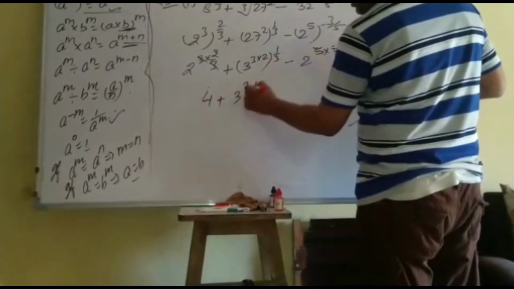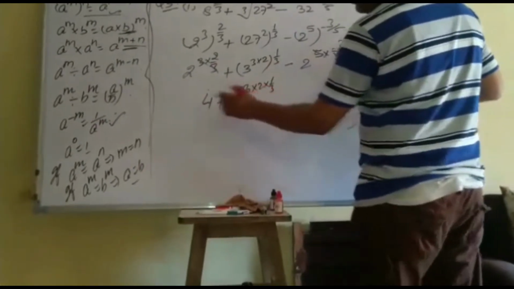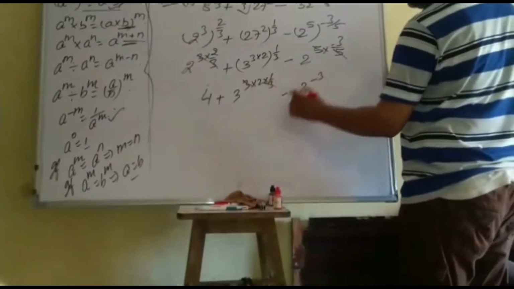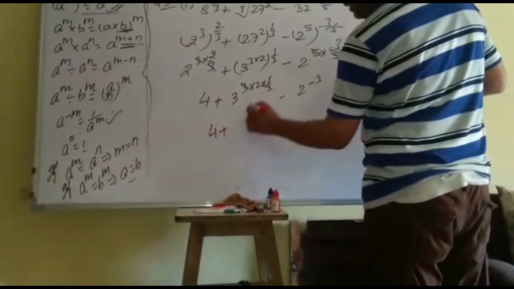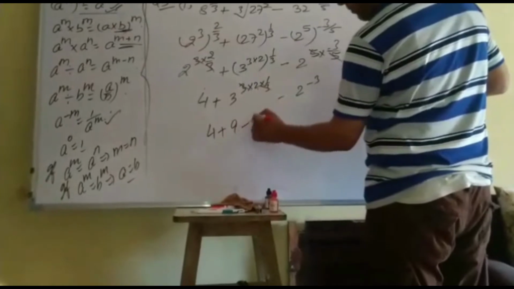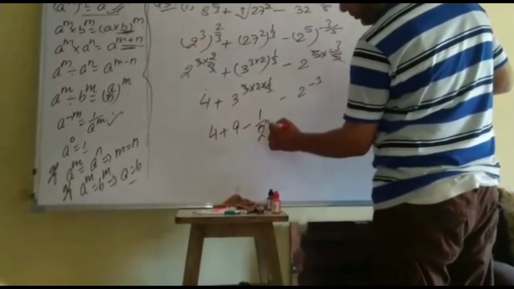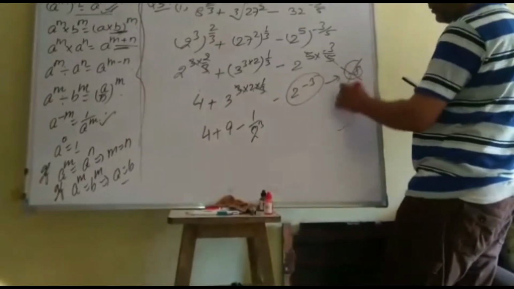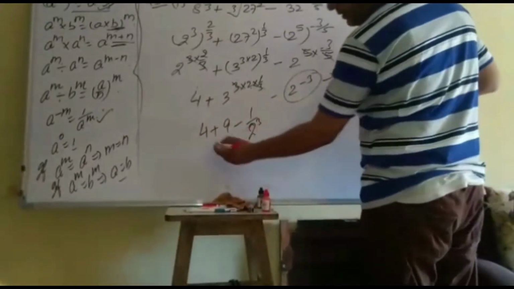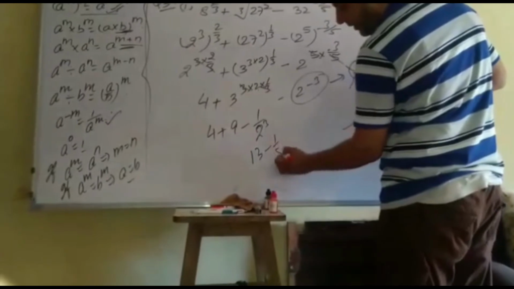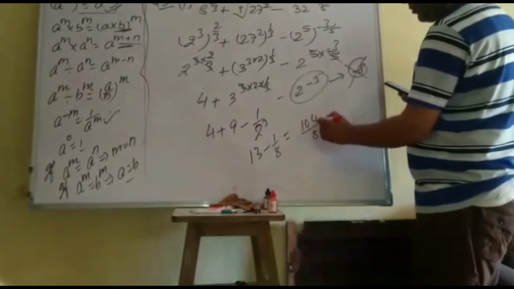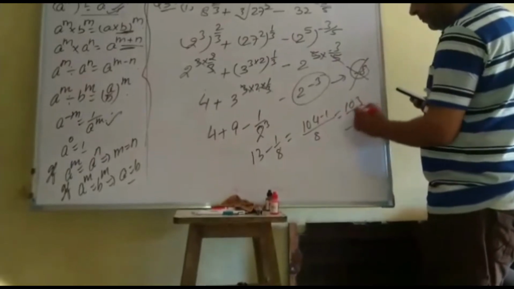3 twos are 6, 3 into 2 into 1 by 3. Only apply the formula and directly cancel. 2 raised to power minus 3. So 4 plus 3 square, 9, minus 1 by 2 cube. Don't write here 2 raised to power 3 is minus 8. No, it's wrong. So first convert it like this. So 13 minus 1 by 8. Now you can simplify by taking the LCM 8. 13 times 8 is 104 minus 1. Your answer will be 103 by 8.